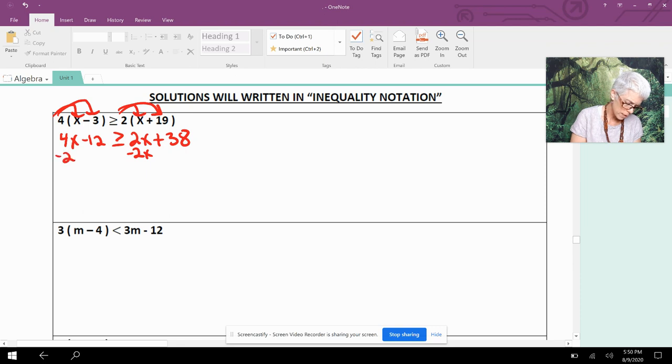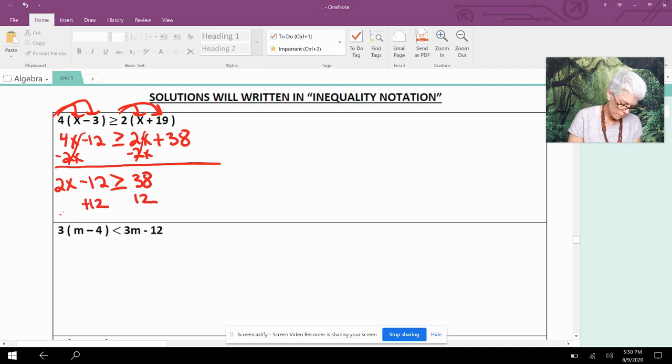So I move the 2x, end up with a negative 12 is greater than or equal to, whoops, let me bring the 2x down. 2x minus 12 is greater than or equal to 38. I'm going to add the 12 to both sides, and I get 2x is greater than or equal to 50. Divide both sides by 2. I get x is greater than or equal to 25.